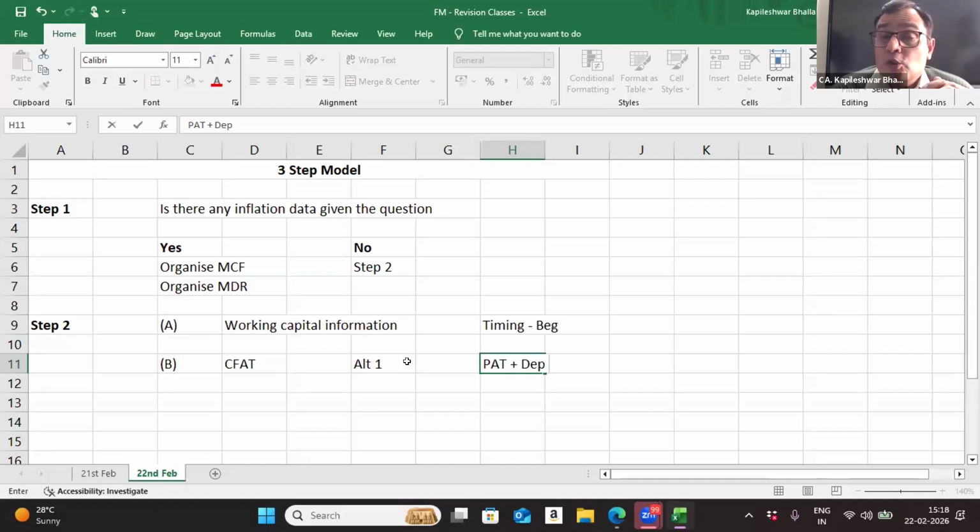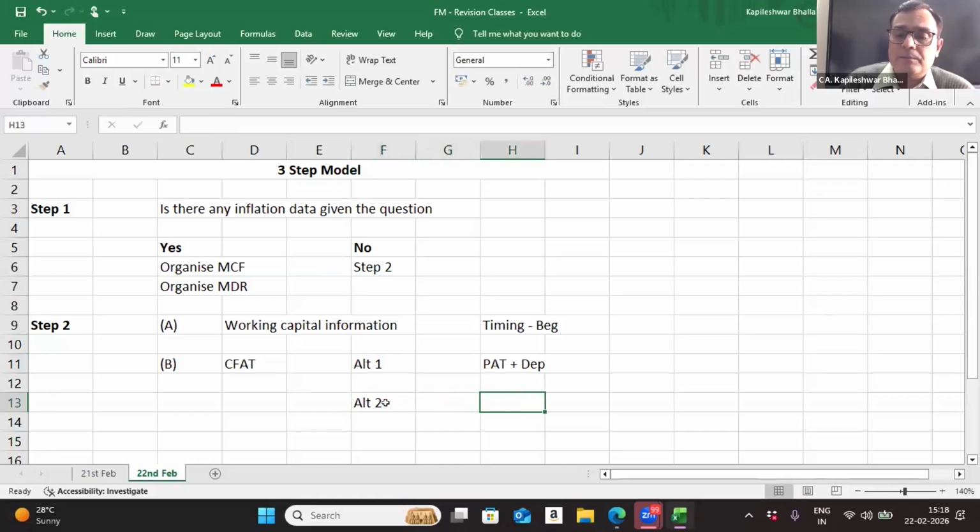I'm afraid it's not going to be net of tax. It's going to be added as it is. So when you consider the CFAT, we take a PAT plus a depreciation without taking the net effect. The second alternative approach is that you can consider PBDT minus the tax. That is the tax on the PBT.